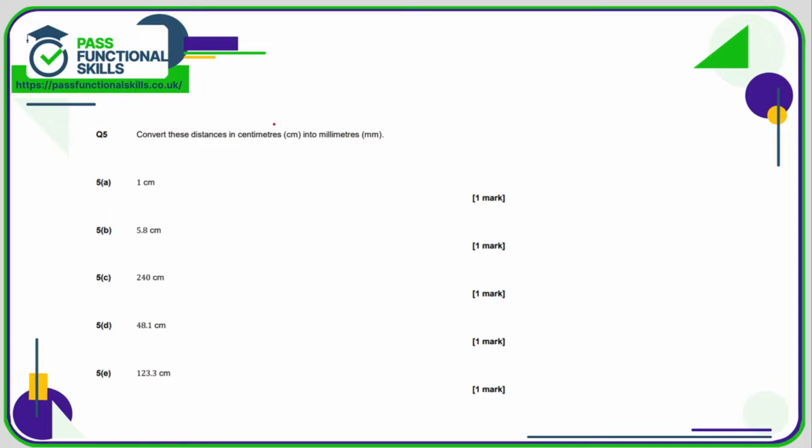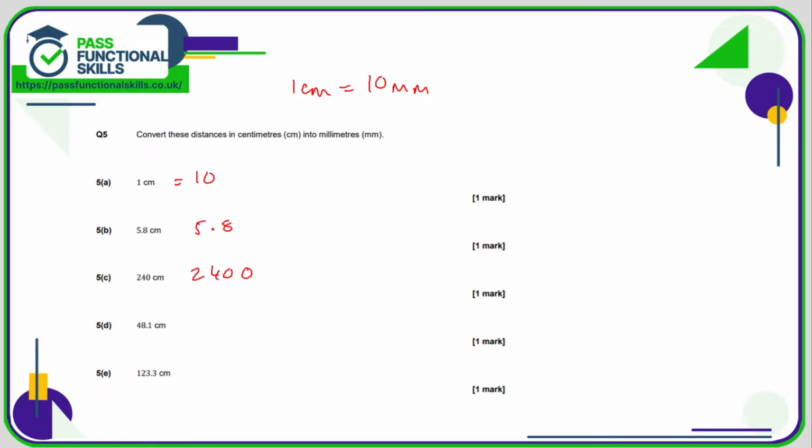Question number 5, we're converting centimeters into millimeters. Well, 1 centimeter is 10 millimeters. So to convert centimeters into millimeters, we're just multiplying by 10. So if it's a whole number, just stick a 0 on the end. And for decimals, just move the decimal point 1 position to the right.